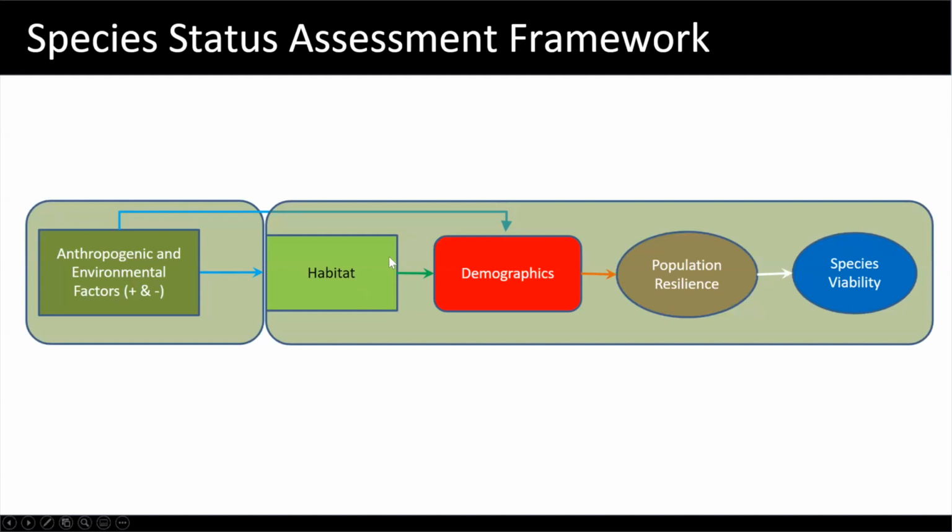In this graphic, the green and red habitat and demographic boxes represent species needs, either resource needs or demographic needs. Climate change may be one of the anthropogenic or environmental factors that we consider that can influence the current or future availability of those needs. We might also consider other stressors like grazing or collection that can reduce the availability of these needs, or conservation efforts that can increase their availability.